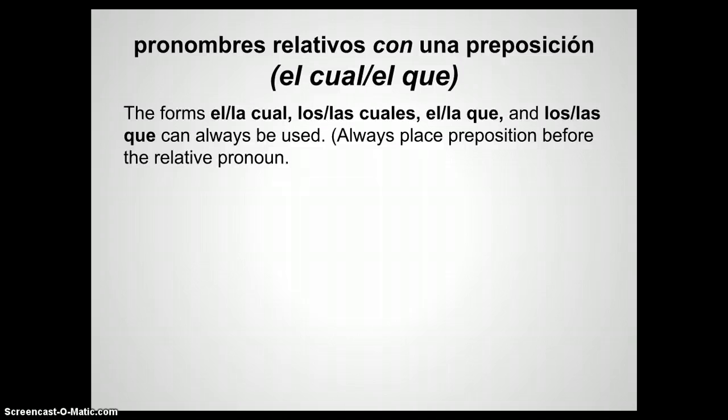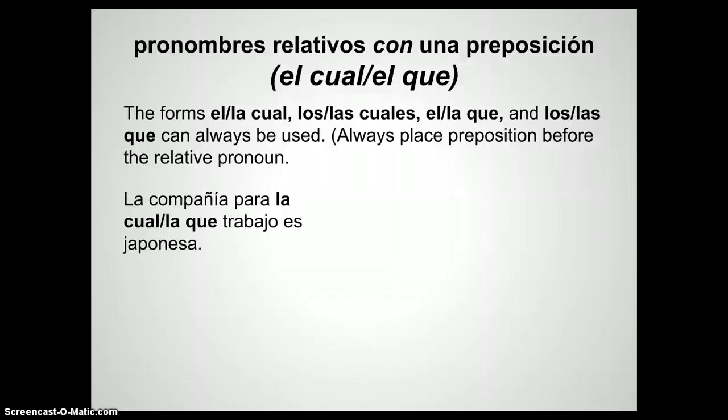Pronombres relativos con una preposición. The forms el cual, los cuales, el que, los que can always be used. Always place the preposition before the relative pronoun. So la compañía para la cual o la que trabajo es japonesa. Notice how it's interchangeable. And in some regions they'll prefer la cual and others la que, but in general they're fairly interchangeable. Now notice we do have the preposition in between the antecedent and the relative pronoun.